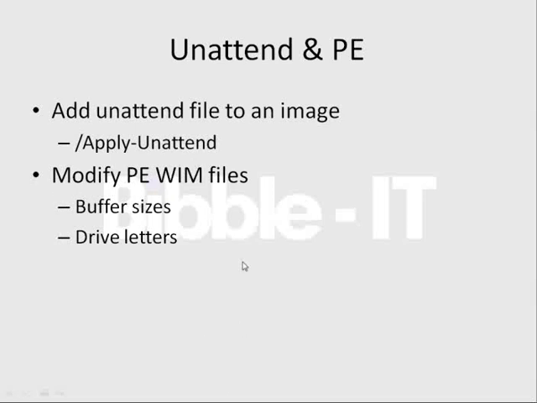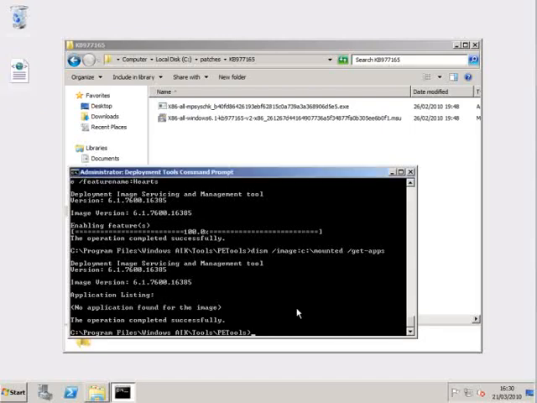There's a set of commands specifically geared around looking at Windows PE. Things like changing the buffer size, how much RAM Windows PE loads up into, what drive letter it assigns to its own drive. By default, I think it's X that it loads itself up as, but you can control that sort of stuff with some DISM commands. Again, we're not going to look at specific examples because I don't really think we need to cover that.